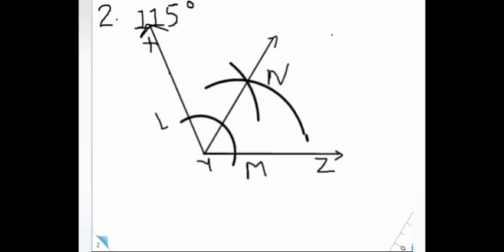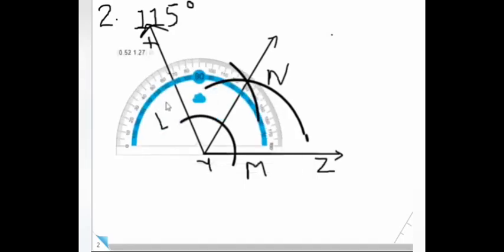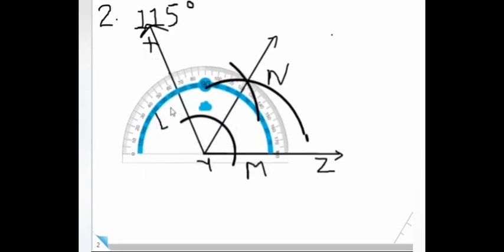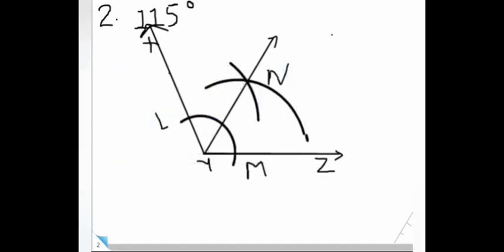Okay, now if you take the protractor and keep it on Y, then the angle bisector should be exactly half of 115 degrees. What is half of 115? Half of 15 is 7.5. Means between 57 and 58, in the middle. If you check, it is exactly in between that. Okay. So our angle bisector of 115 degrees is completed.